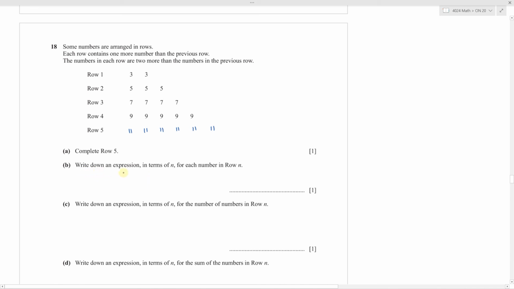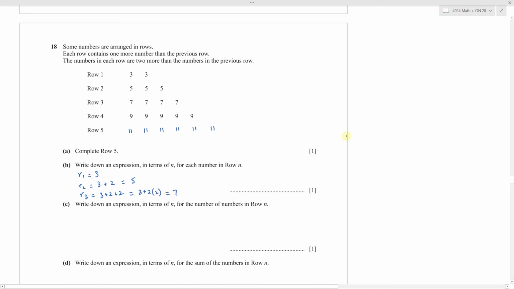Part B is, write down an expression in terms of n for each number in row n. So let's start with row 1. So you have row 1, you have 3 as your number. I'm not talking about the number of numbers, but just the number itself. So you have 3 here, then you have 5. So row 2, you have 3 plus 2, which equals 5. And then row 3, you have 3 plus 2 plus 2, which is 3 plus 2 times 2, which is 7.